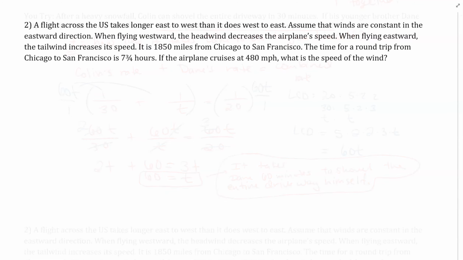Moving on to our second and last example, a little bit more complicated problem here. So we've got a flight and there's some pre-information before we actually start the question. But basically when you are flying across the US, it takes longer when you go from east to west than it does if you go from west to east. So flying from the East Coast to California takes longer than going from California to the East Coast.